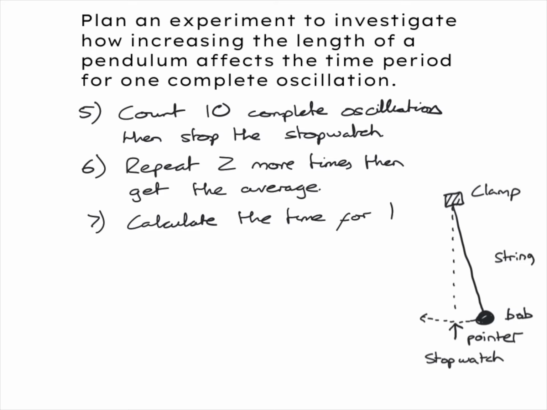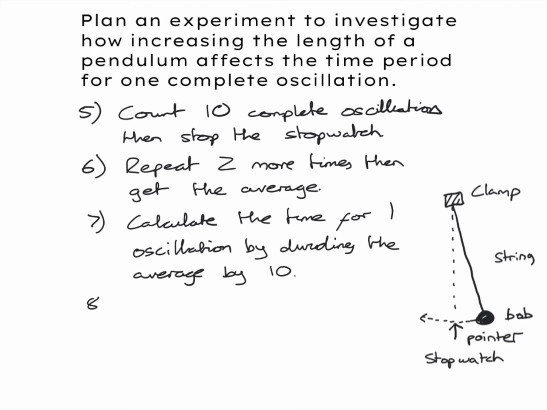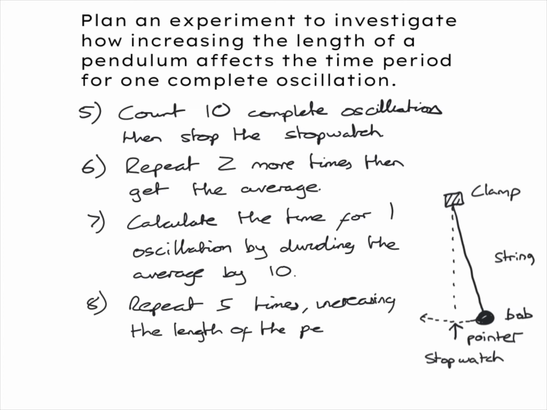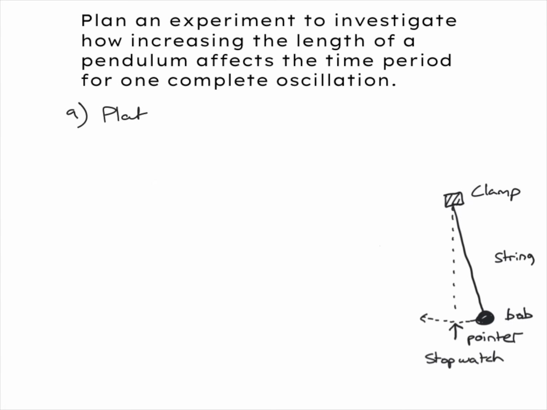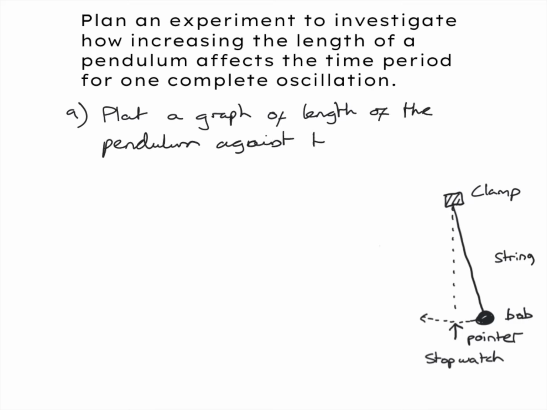Calculate the time for one oscillation by dividing the time taken by 10. We're getting the real dependent variable. Repeat 5 times, increasing the length of the pendulum by 5 centimeters each time. Okay, we need to get enough results to get a graph, and I've also specified how much I'm increasing by for that extra detail. Plot a graph of the length of the pendulum against the time period. Okay, so that's going to give us information for the conclusion.